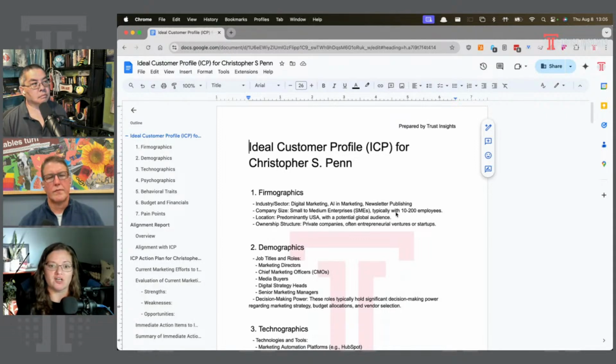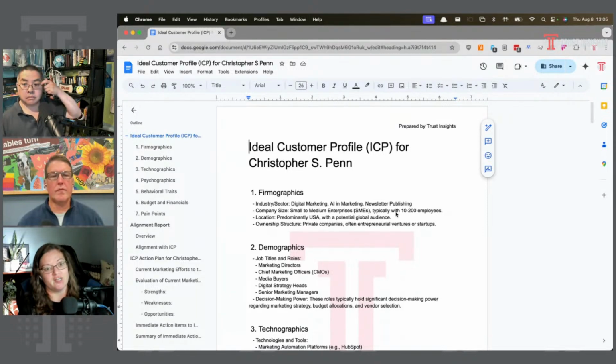What's the ownership structure? It's interesting because I see a lot of ICPs for agencies where the ownership structures are publicly traded companies and not startups. Yours is interesting because your ICP sits nicely in an entrepreneurial space. And so that is a bit of a differentiator for you. So that is something for you to be mindful of.